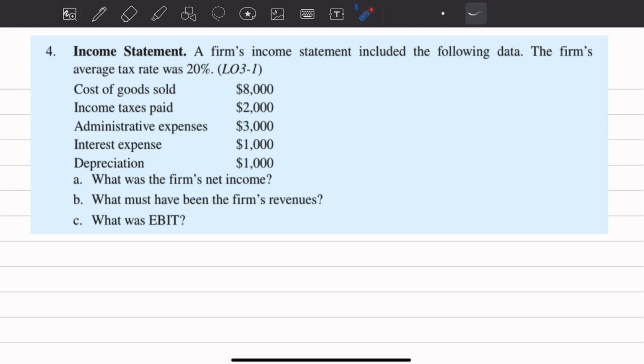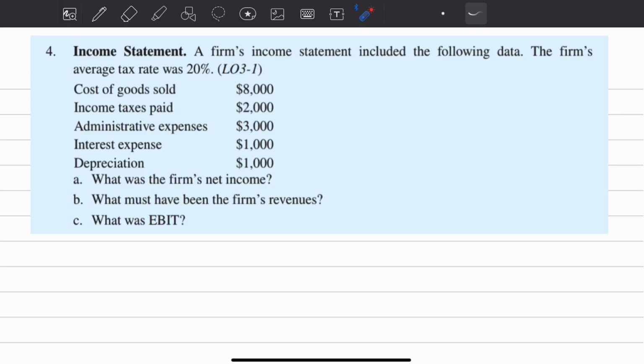In this playlist we are looking at Chapter 3 problems, and in this particular video we're going to be looking at problem number 4. So let's read the problem together. It says a firm's income statement included the following data. The firm's average tax rate was 20%. Cost of goods sold 8,000, income taxes paid 2,000, administrative expenses 3,000, interest expense 1,000, depreciation expense 1,000.